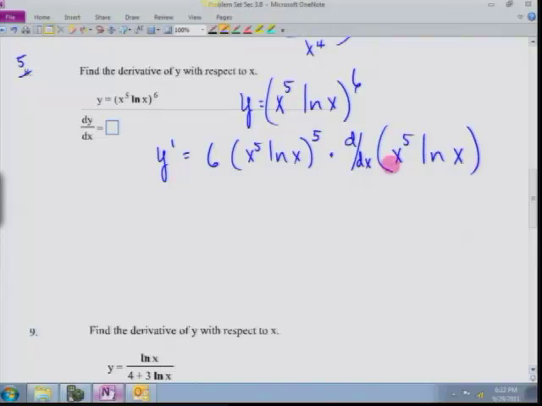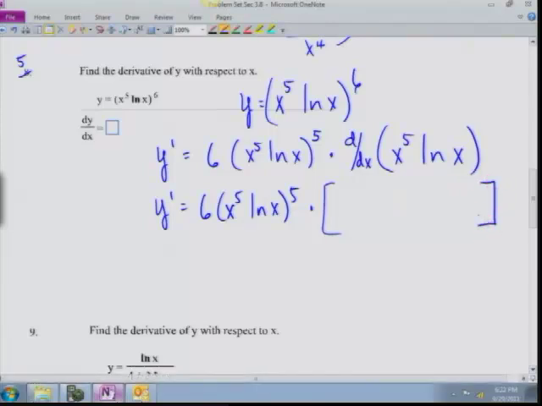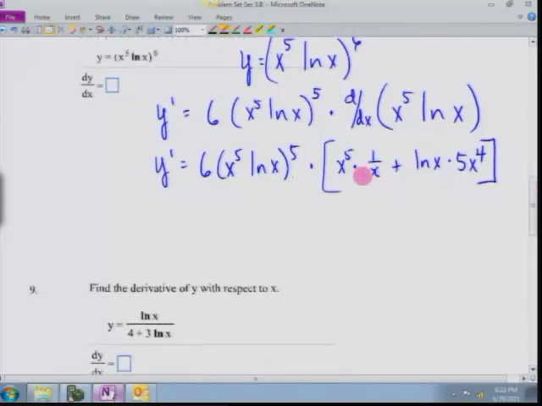Is this also a product? Okay. So what do we get? x to the 5th times, what's the derivative of ln x? Okay. Plus ln x times the derivative of x to the 5th. So what does this become right here? x to the 4th? I'll just kind of reorder that.